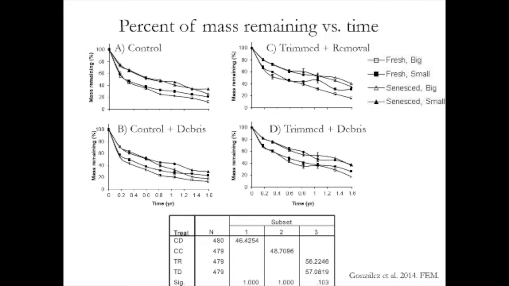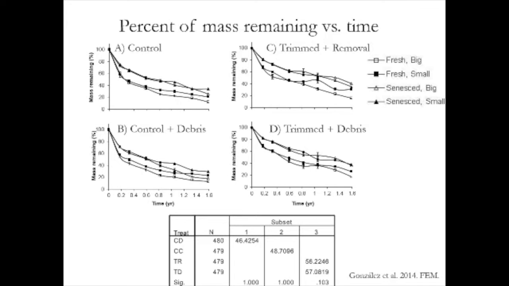When you trim, you see how the percent of mass remaining increases, meaning that the decay rate is slow. The T and the debris, that's trim plus debris, that's the hurricane simulated plot, and has the highest percent of mass remaining, 57%. So that was the slowest decay rate.